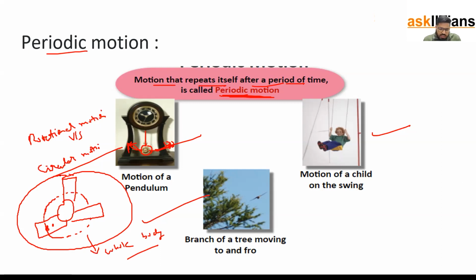So the motion of the complete fan is known as rotational motion, and the motion of any part of the blade or any point of the blade is known as circular motion. So if you consider any part of the body, that will be considered in circular motion. Yes or no? And if you are considering the complete body, then that will be covered under rotational motion. So the basic difference is clear between rotation and circular.